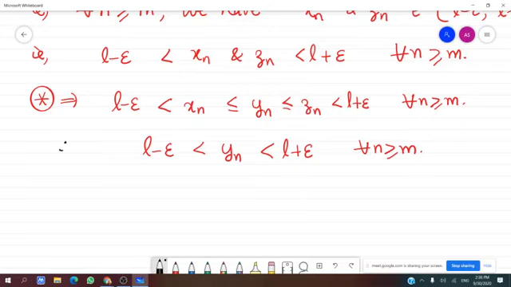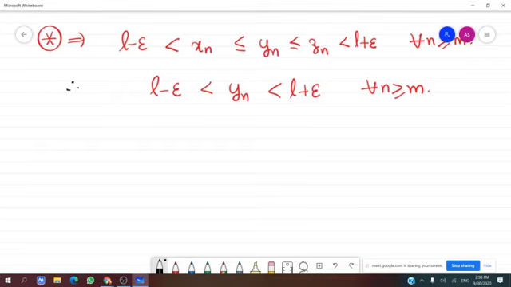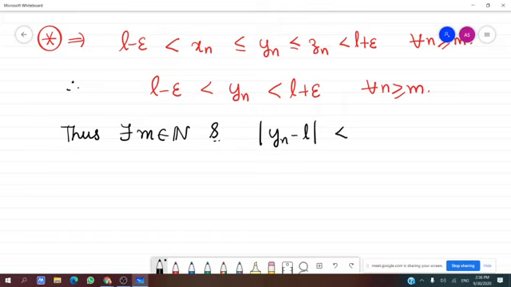ഇതായിരുന്നു നമുക്ക് വേണ്ടിയിരുന്നത്. So there exists a positive integer M such that yn is lying between L minus epsilon and L plus epsilon, or modulus of yn minus L is less than epsilon for all n greater than or equal to M. That means yn converges to L.